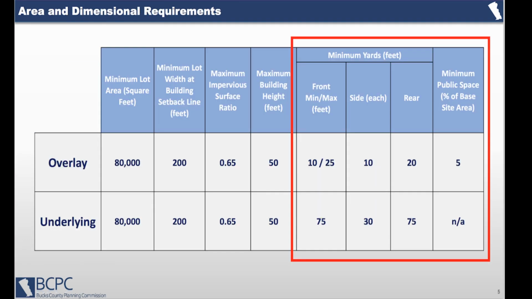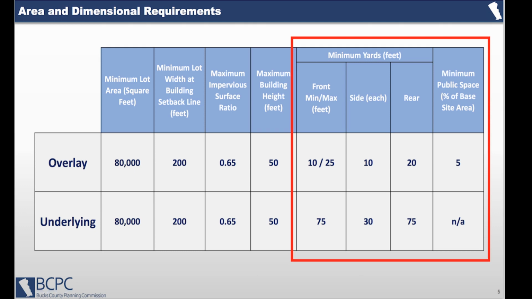All right, so one of the more impactful changes probably from this overlay are the area dimensional requirements. As you can see from the table here, the primary areas that we've made changes are in the yard requirements. So we've relaxed the yard requirements for front, side, and rear yard, down from 75 for front yard requirement. Now we've added a minimum and a maximum front yard of 10 and 25. For side yard, we bumped it down to 10, and then for rear yard to 20.